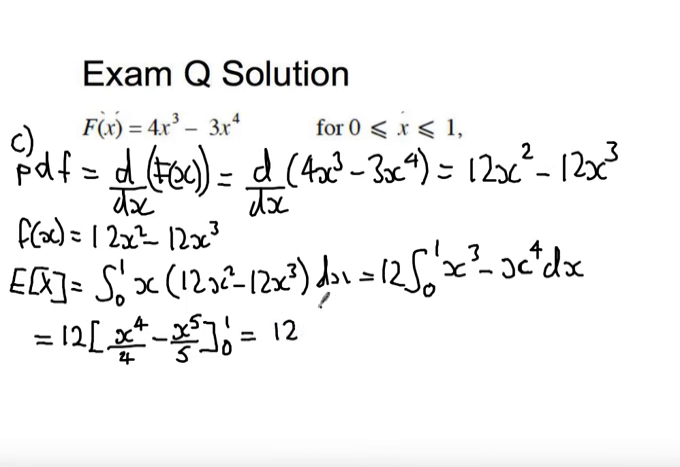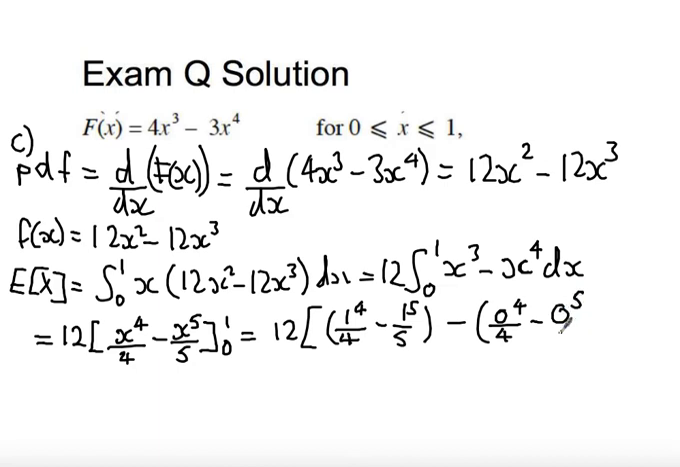So 12 times 1 to the power of 4 over 4 minus 1 to the power of 5 over 5, take away 0 to the power of 4 over 4 minus 0 to the power of 5 over 5, and close up my brackets. Remember, just be complete. It's good practice because not all functions will evaluate to 0.